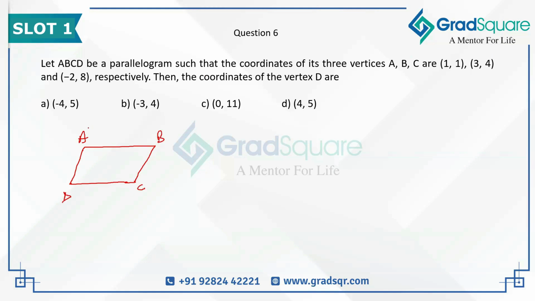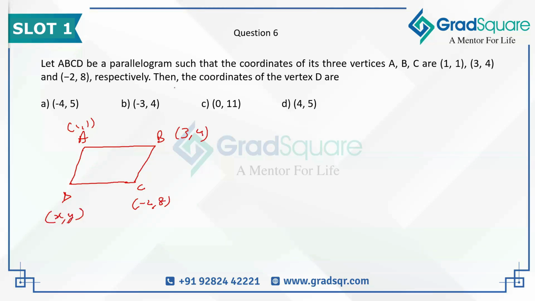So the coordinates of A is given to you as (1, 1). Coordinates of B are given to you as (3, 4). Coordinates of C are given to you as (-2, 8), and coordinate of D is what they are asking you. I'm taking these coordinates as X and Y.